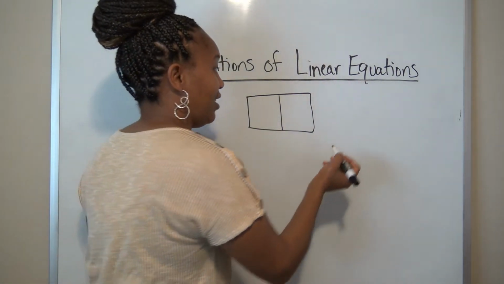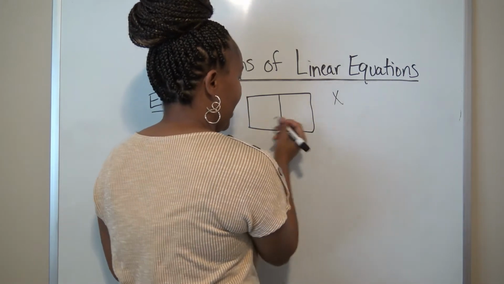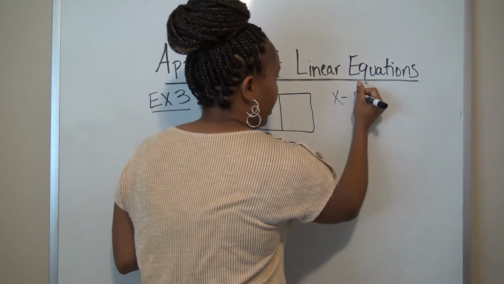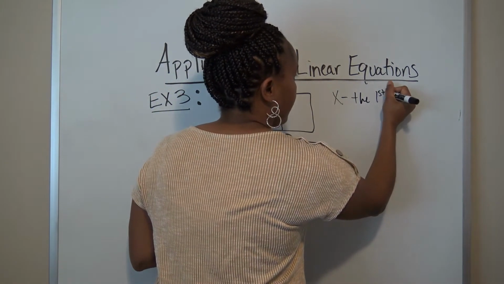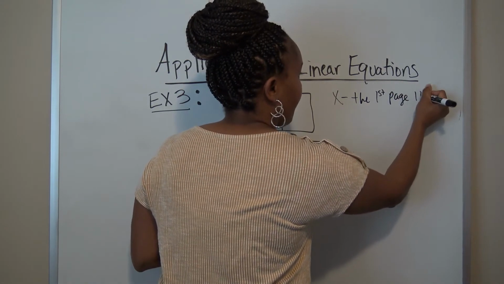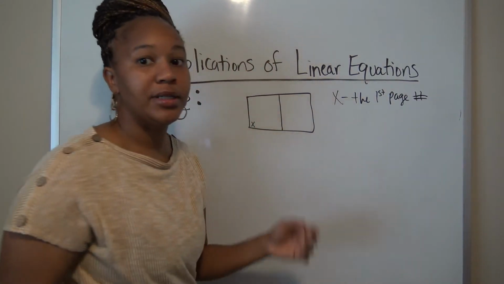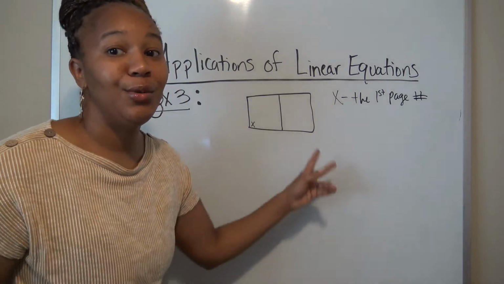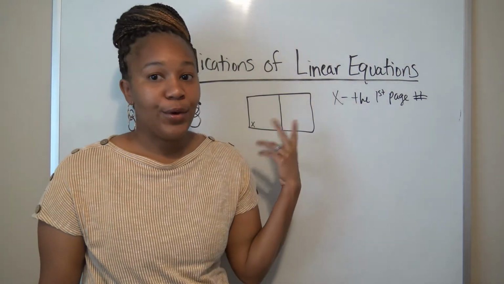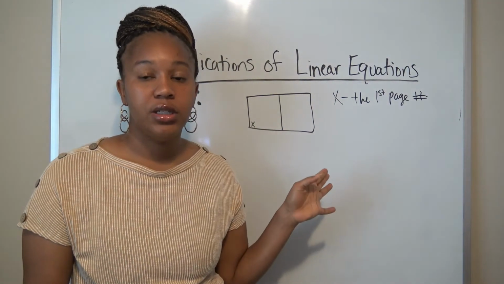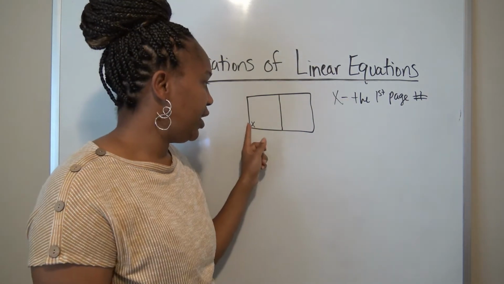So we want to assign a variable. I'm going to let X represent the first page number. Because there are 2 different numbers, I have to pick one of those. So you can let it represent the second page number or the first page number. I just picked the first page number. I'm going to let X represent the first page number.